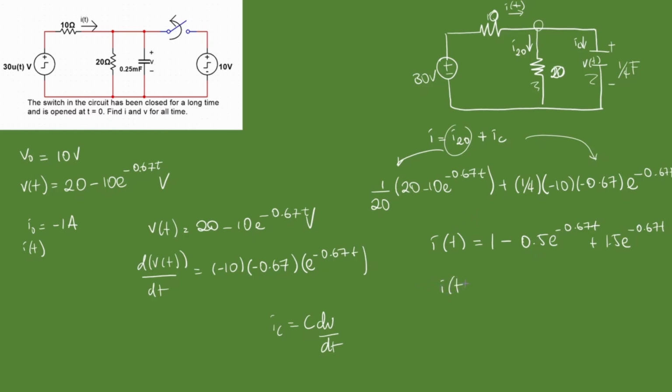And I as a function of time is going to be 1 plus e to the minus 0.67t, because 1 is going to be the coefficient of this. Alright, so how we write these solutions is what you call a piecewise function, since you're breaking it down into t less than 0 and t greater than 0.